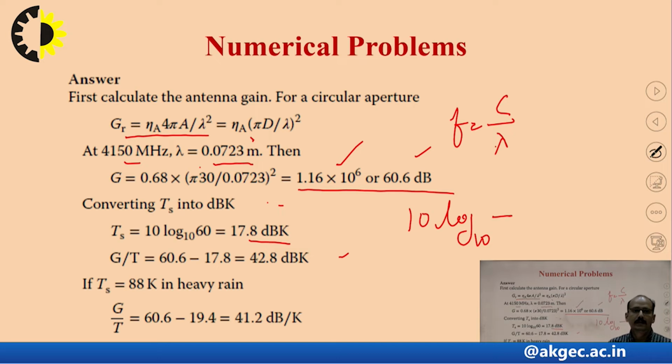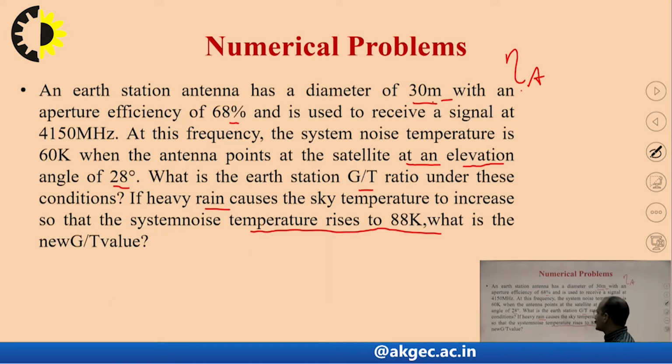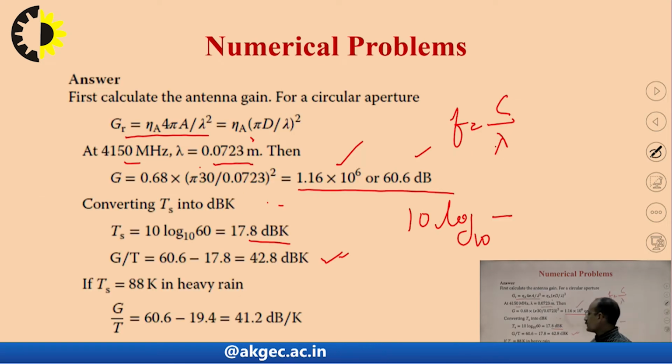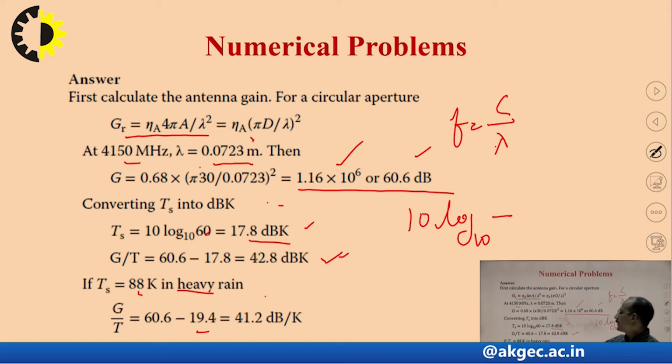So then again a new problem is here. They are saying that this is the answer of the first part. But when you are talking about the heavy rain condition, now the system temperature will change to 88 Kelvin. So first of all you have to convert this 88 Kelvin into dBK using this formula. You will get the value 19.4. So subtracting, 60.6 minus 19.4, you will get 41.2 dBK.